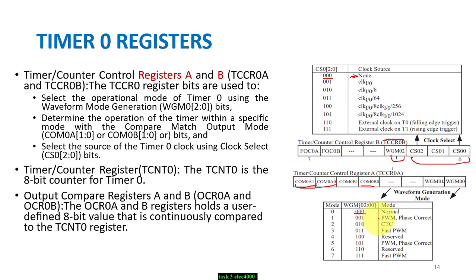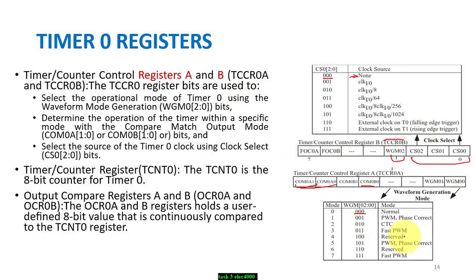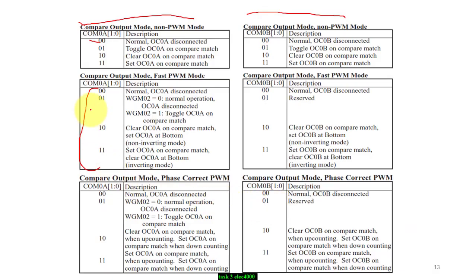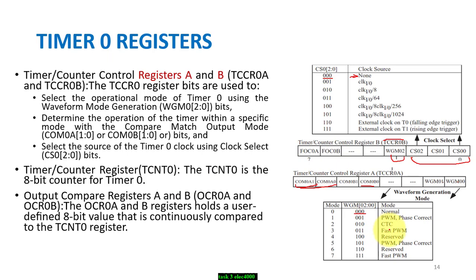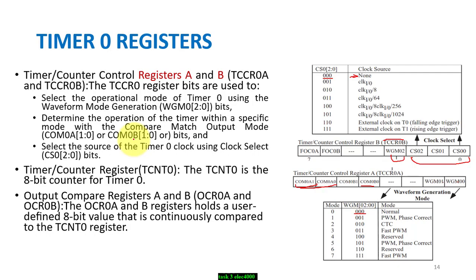Remember, we need to choose the wave generation mode from here, whether you want it normal. If you choose normal, then this means you are going to go here, no pulse width modulation. If you want to choose phase correct pulse width modulation, then you are going to choose it from here. If you want to choose fast pulse width modulation, then you are going to work with this table over here. So it depends on which mode you are going to choose.